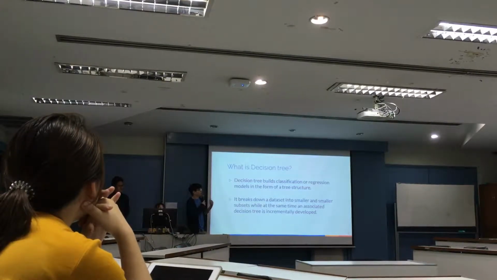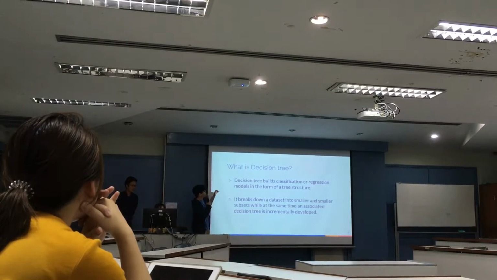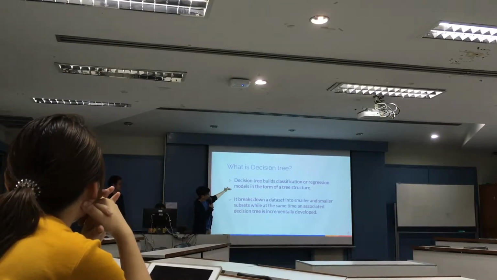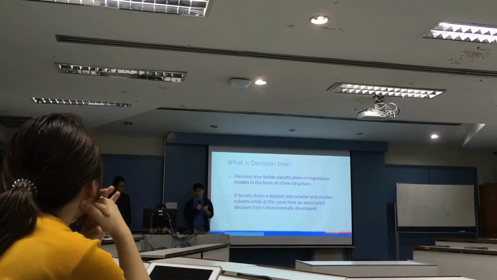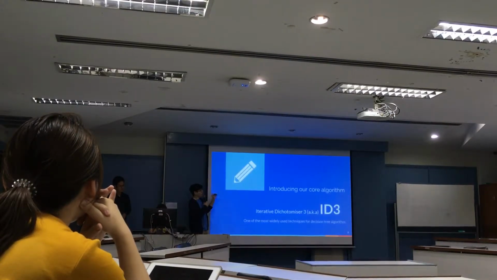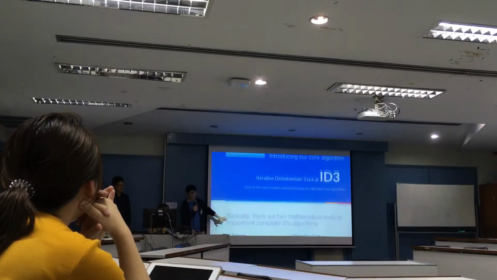What is it? To make it simple, it's just like building a tree with one node and then splitting into several nodes. So it's in a tree structure, and it breaks down the data set into smaller and smaller subsets, which increases the depth of the tree. So our core algorithm for the tree is the ID3 tree. Let's talk about what it is.